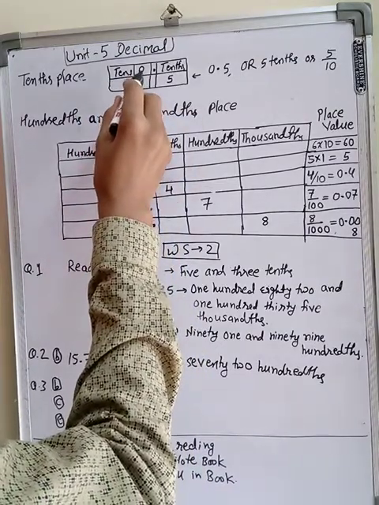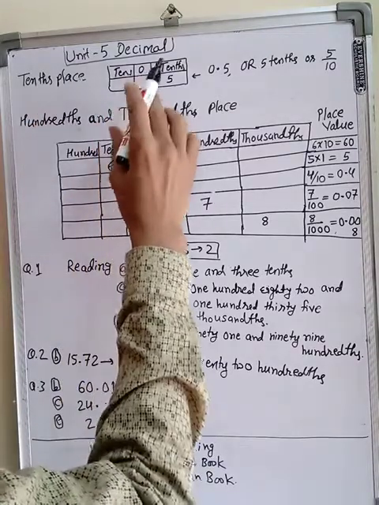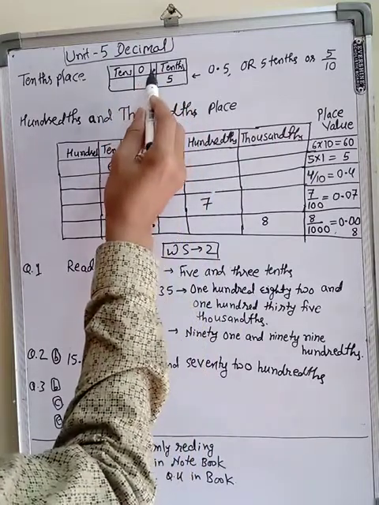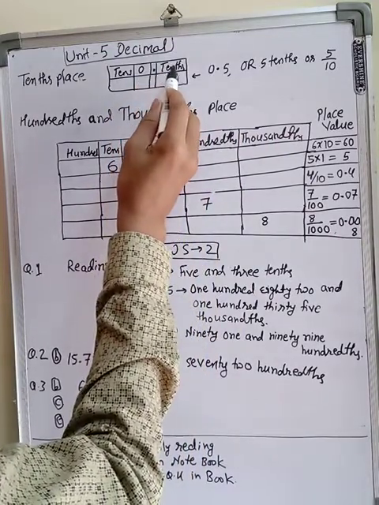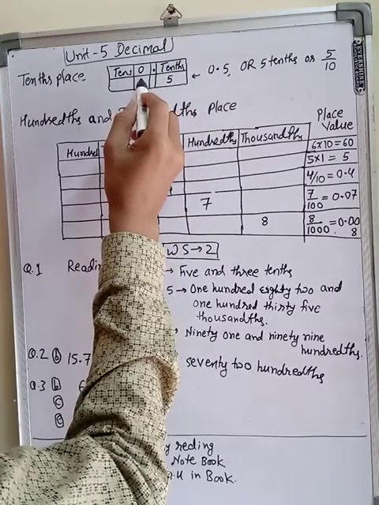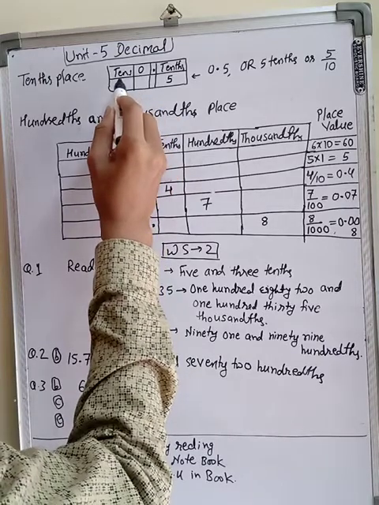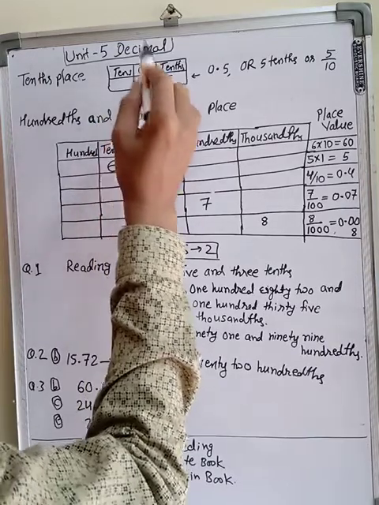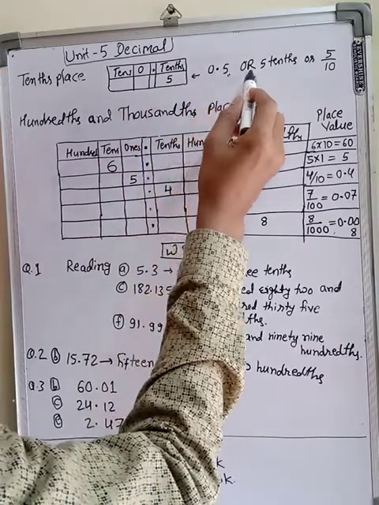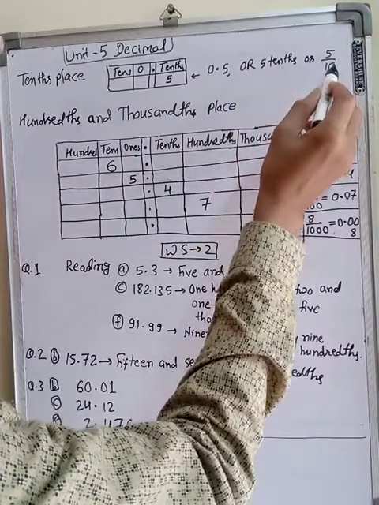This is the ones place, and after the ones place, if we go to the right-hand side, we put a decimal here and write the tenths place. What will be the value of this digit? If it is here, it will be that number only, 5. If it is here, it will become 50. But if it is to the right of the decimal, then the value will be 0.5, or we write 5 tenths, or 5 upon 10.